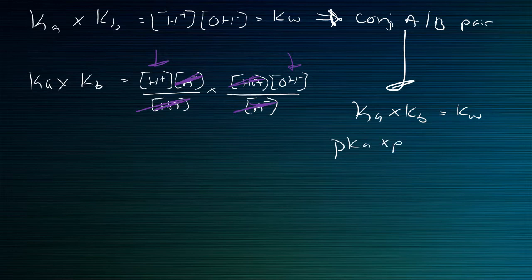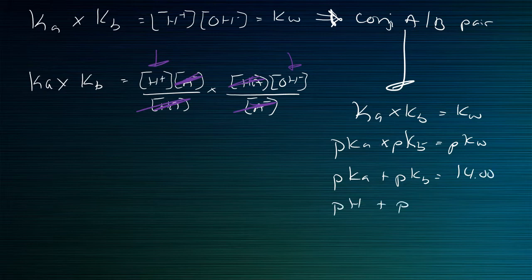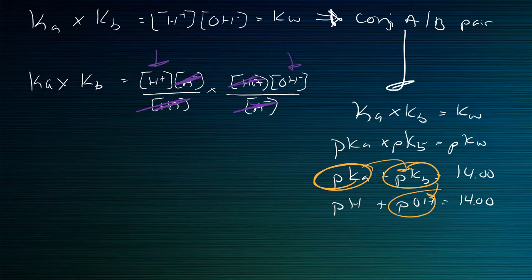Which means your pKa plus your pKb equals pKw, which means your pKa plus your pKb equals 14, just like your pH plus your pOH equals 14. And so you can be given, let's say, your pKa value, and then you can find your pKb value, and then you can find your pOH value, because we have all those calculations and we can do it. It's just giving you lots of different ways to work around the information you have.